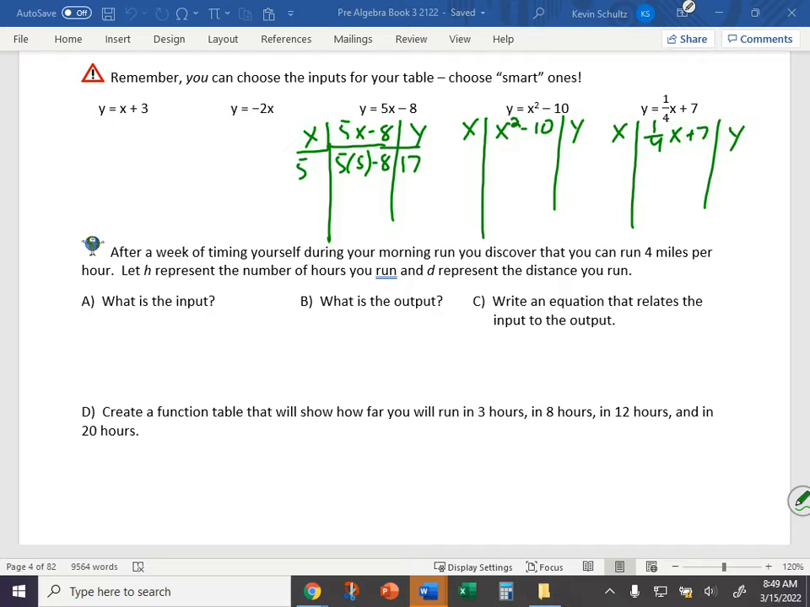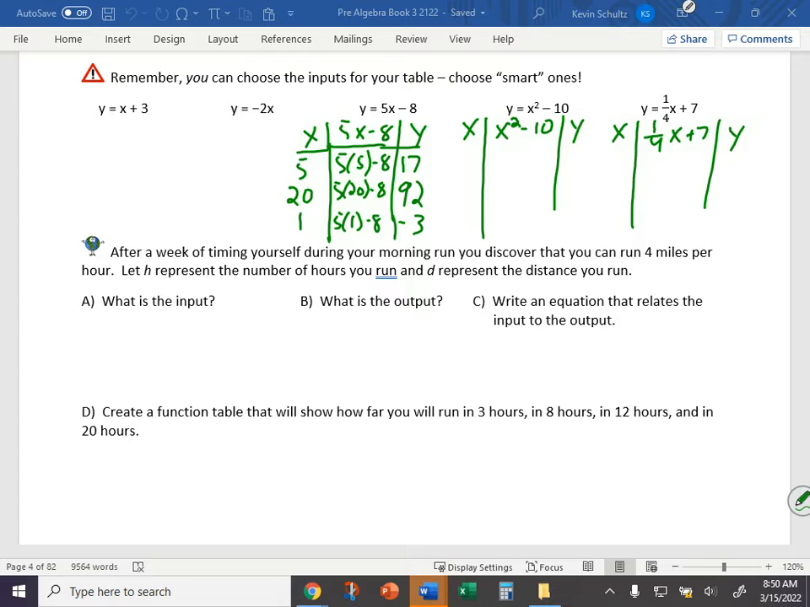Someone else. Something they put in there. Tony. 20. If x is 20, 5 times 20 minus 8 gives us 92. Okay. Camille. 1. 5 times 1 minus 8? Negative 3.